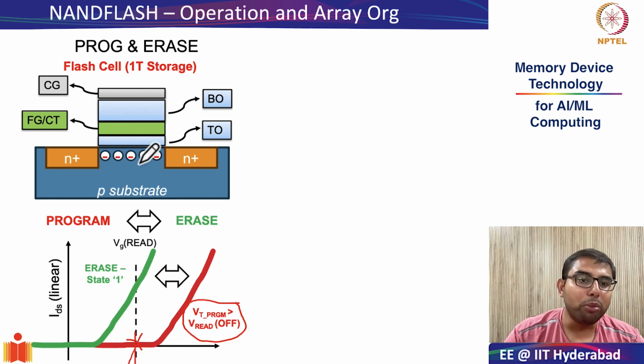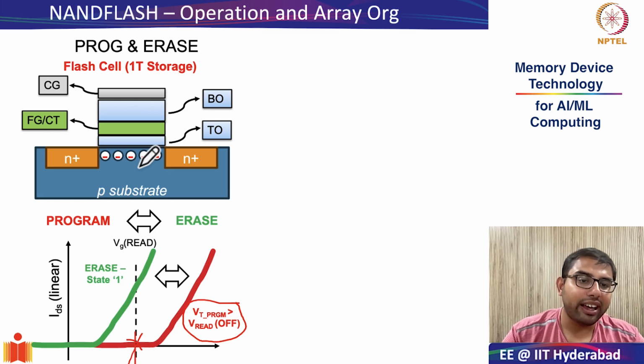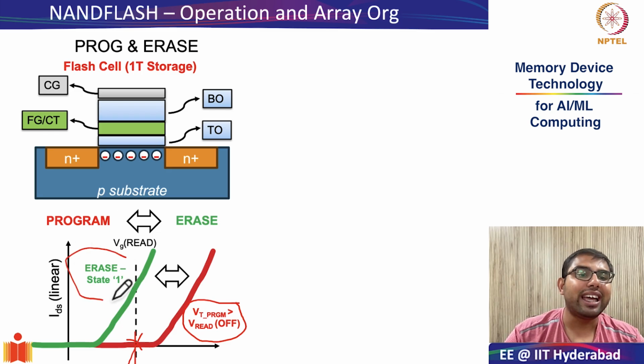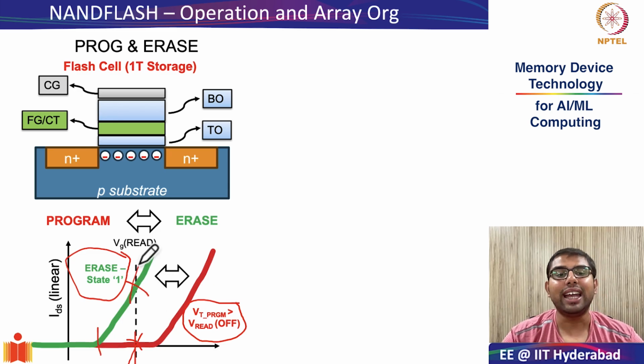And when you removed the trapped charges from your storage layer, you went to the erase state, which is state 1. This is because the threshold voltage was lesser than the read voltage, and therefore the transistor was in on state.